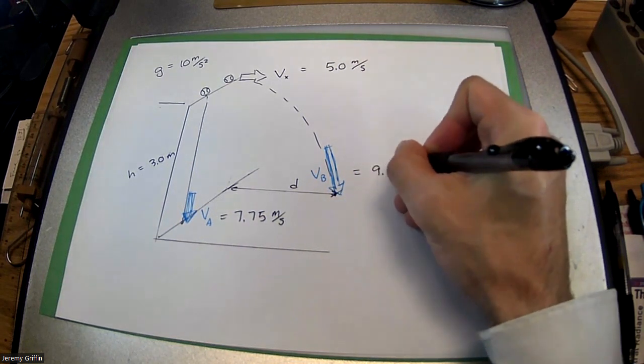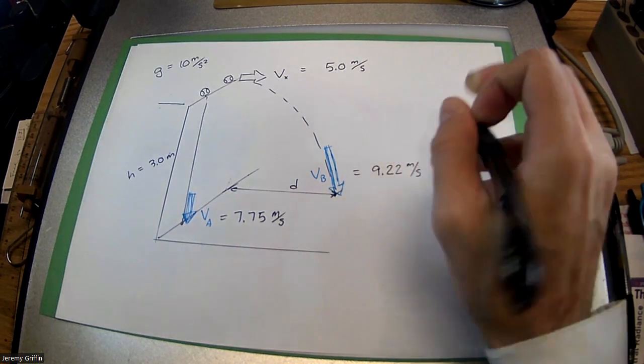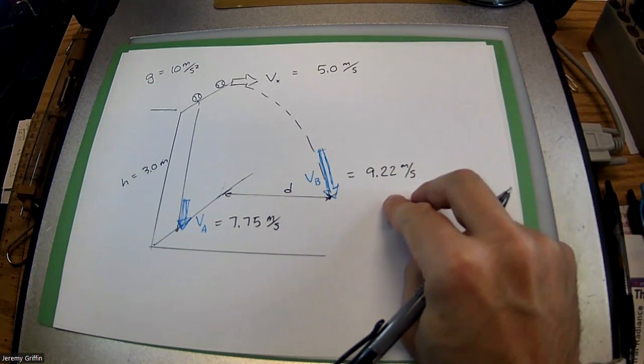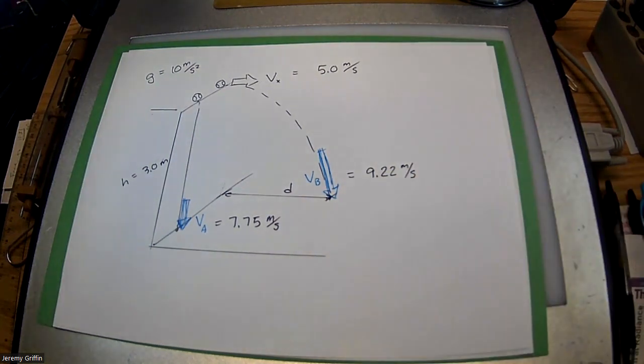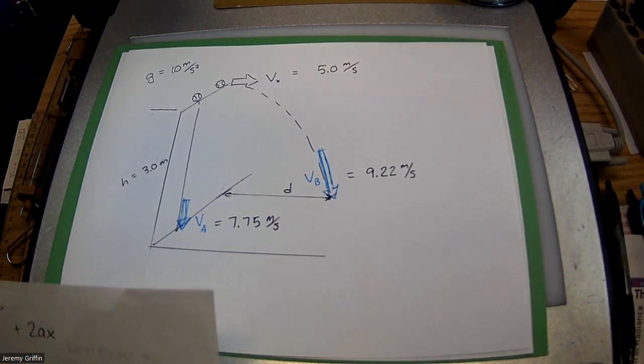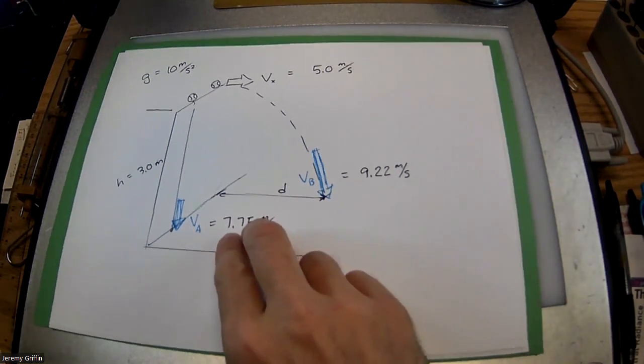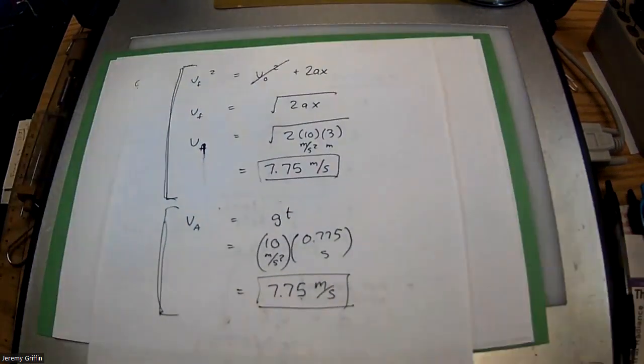Boom. All right, Scott got both of them. 9.22 meters per second. Who else got 9.22 meters per second? Letch got it. Ruby got it. Nice. Okay, so here, let me show you a couple of ways to get the 7.75 meters per second for V sub A.